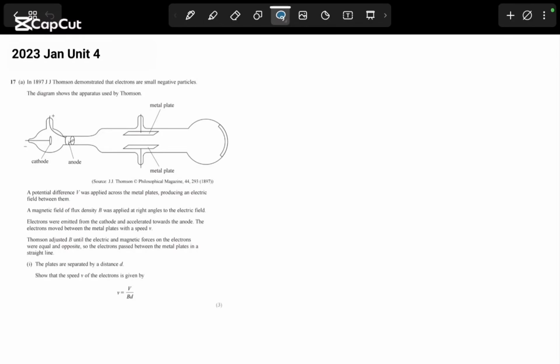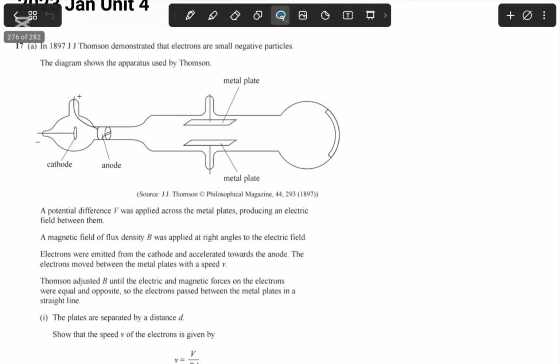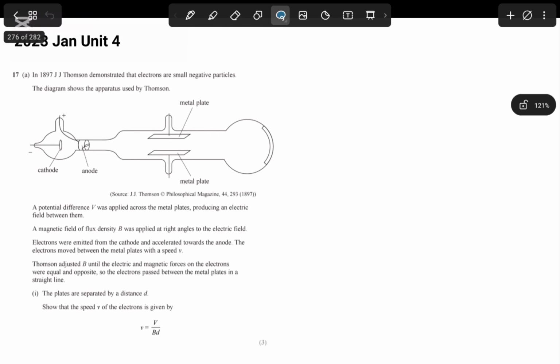2023 Jan, Unit 4, question number 17. So I want you to pause, read this question, and then we're going to get to solving it. Okay, so I hope you have read the question.